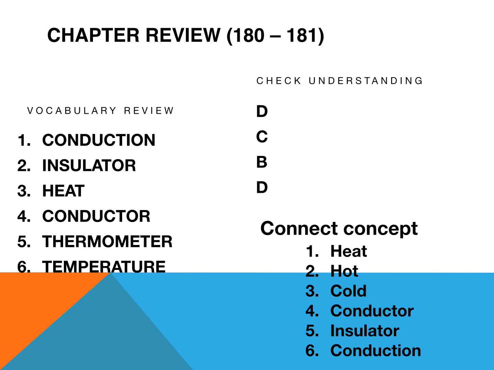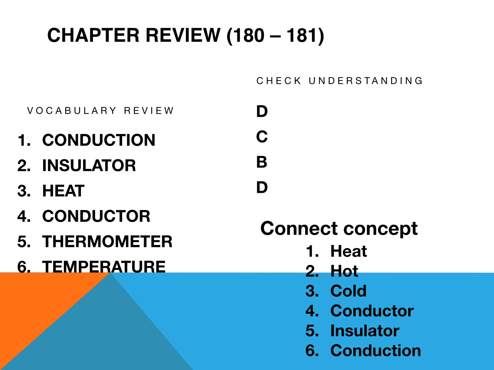The next question says, which of the following is a conductor? So the correct answer is C, aluminum foil. You cannot possibly choose wooden spoon, oven gloves, or the sweater that is made of wool. The correct answer is C, as you can see in front of you.